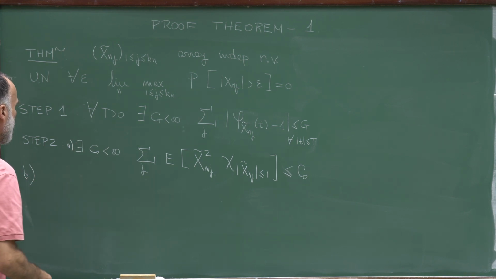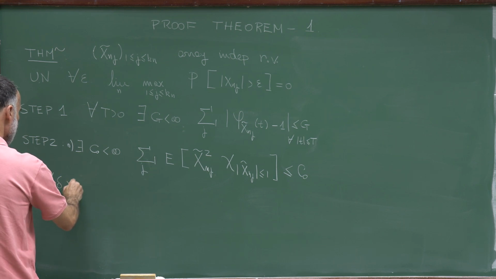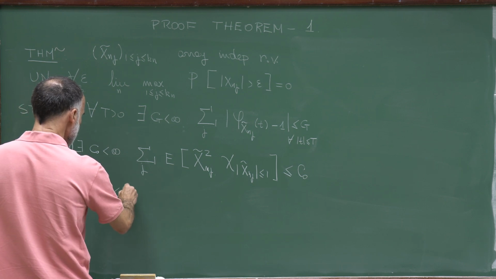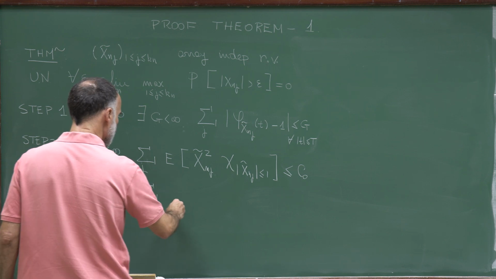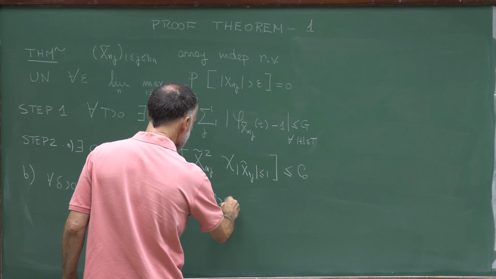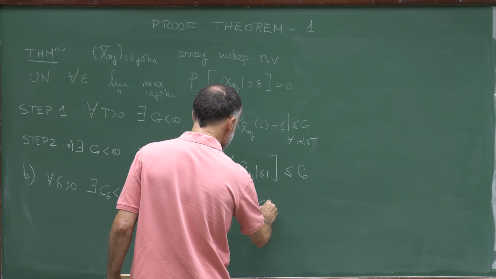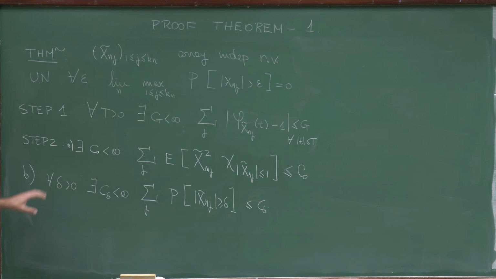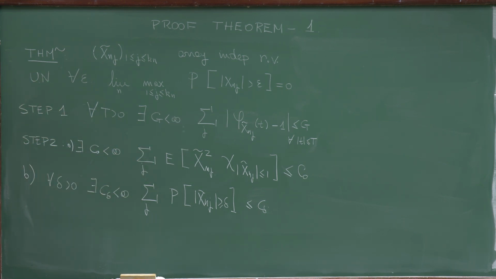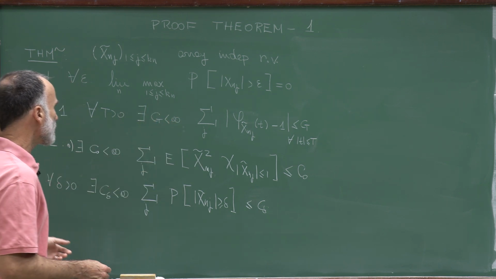And B, we want to show that for all delta positive, there exists a finite constant C_delta such that the sum for all j of the probability that |x̃_nj| is larger than delta is bounded by C_delta. So what I claim is that if you are able to prove A and B, then we can prove this step 1. We can prove that indeed there exists this constant. And this is what I'm going to do now. So I'll assume that I'm able to prove A and B, and I will deduce step 1. So this bound. So let's assume that.